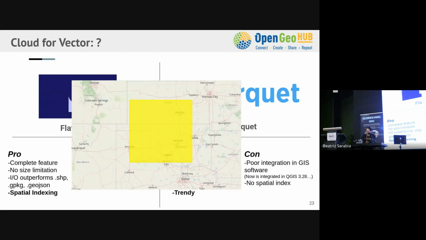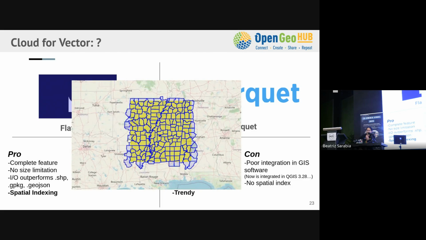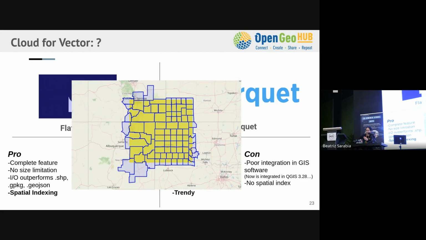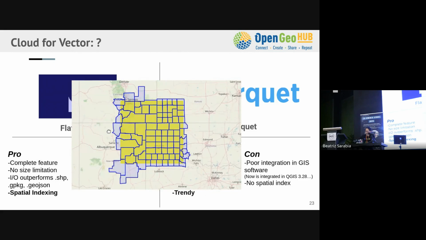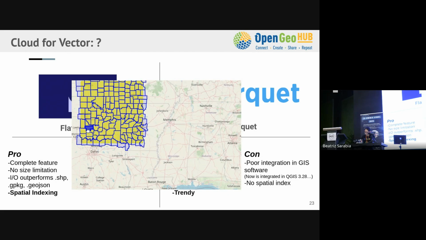Yeah, and this is an example of the cloud optimized format. When you move your bounding box, you actually retrieve only the data that your bounding box intersects with. So that is the beauty of the cloud optimized format.